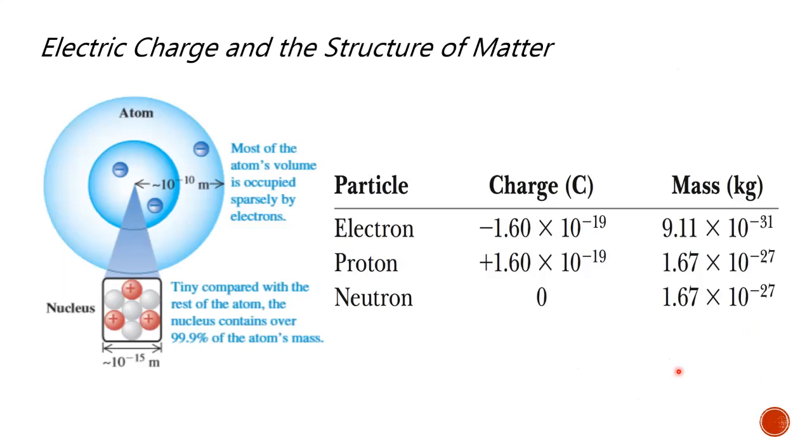As we know, in an atom, we have three subatomic particles: electron, proton, and neutron. These are their charges and their masses. Charges are in coulombs, with the capital letter C, and masses are in kilograms. These are the SI units.